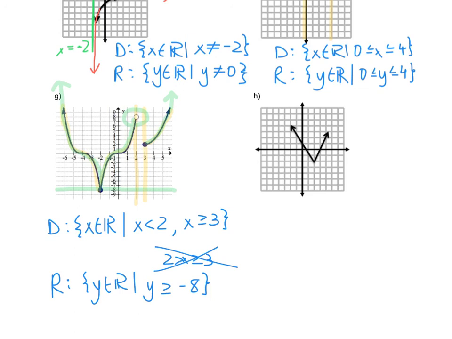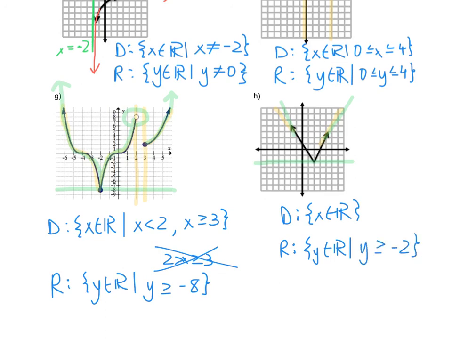And let's try our last one. Here for my domain, I see that my arrows go on forever, to the right, to the left. So there is absolutely no restriction on the domain. My domain is just x is an element of all real numbers. But for my range, if I look at it, the lowest point I can be at is right here at -2, but then the arrows take me up forever. So I just have a single restriction. So y is an element of all real numbers, but y has to be greater than or equal to -2.